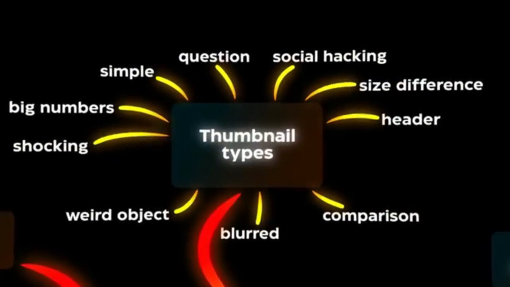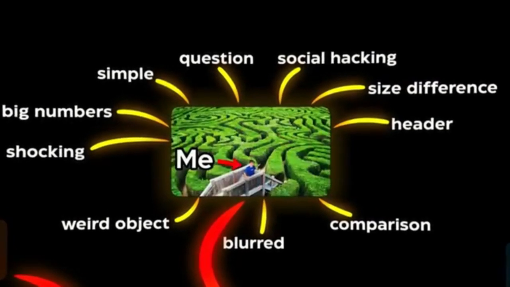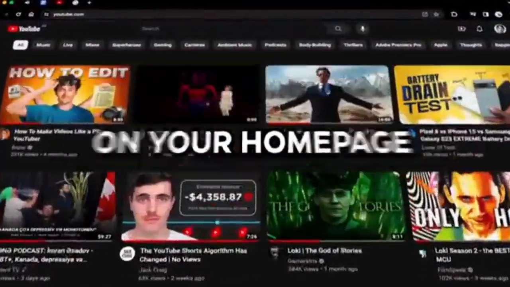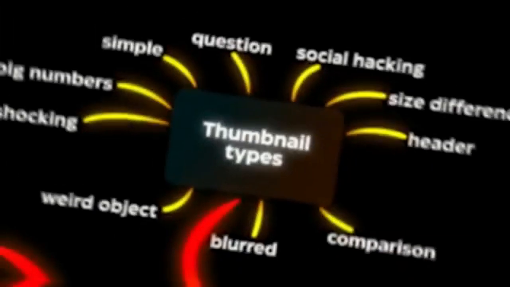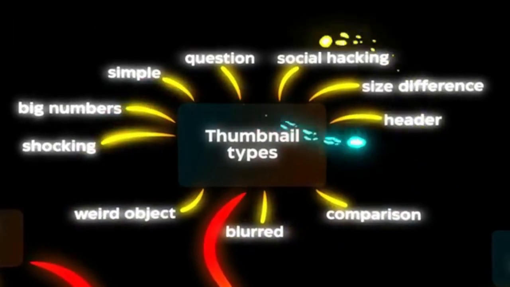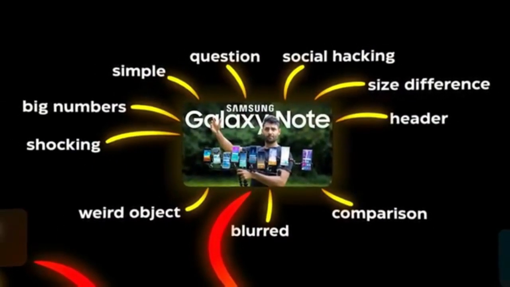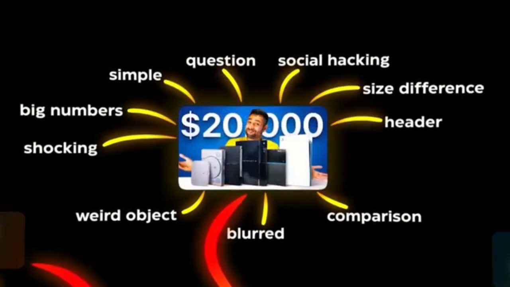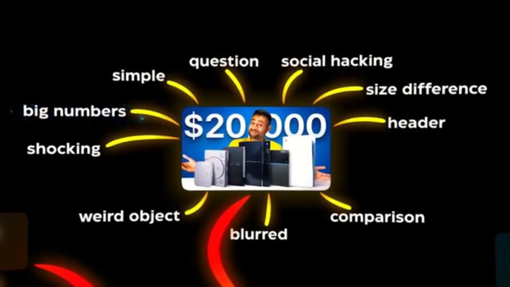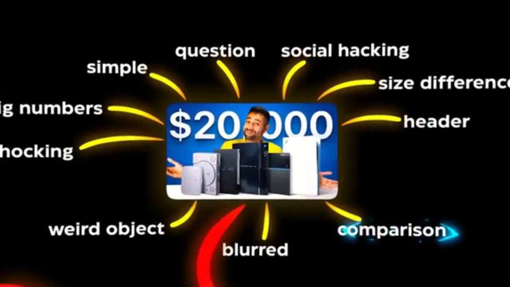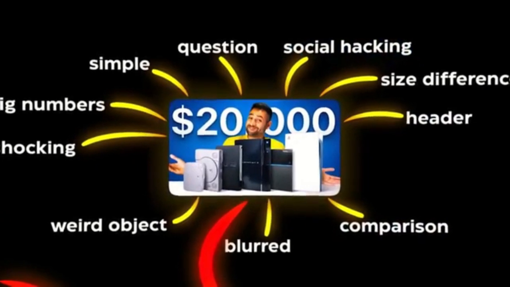I don't know if you realize, but all of those viral thumbnails that I showed in this video, and even all the ones that you saw on your homepage, have one thing in common. They're not just using one of these formulas, they're combining them. Look at Mr. Who's the Boss's series where he buys every release of a tech, like iPhone or PlayStation. I showed you this in big numbers, but if you look closer, you would see that he also uses header, comparison, and even social hacking formulas all at once.